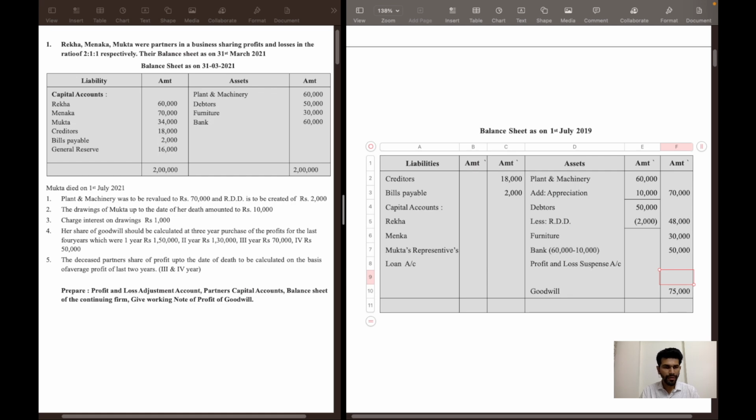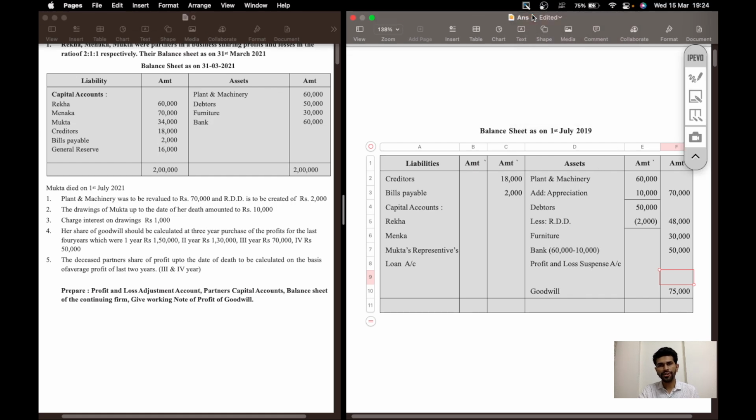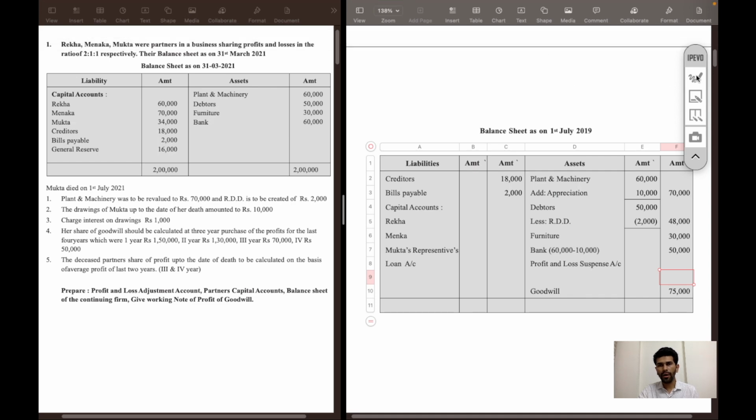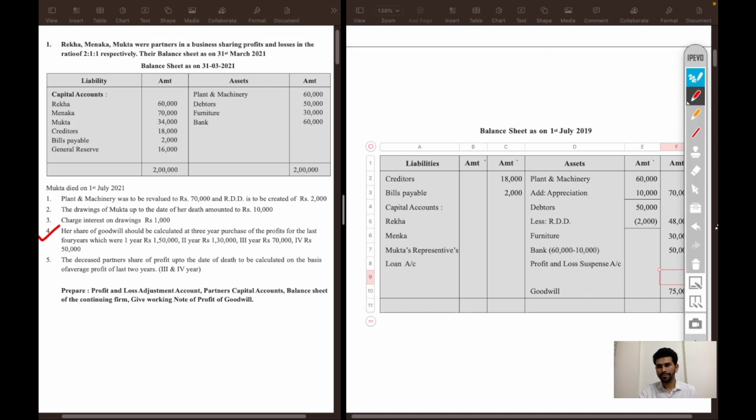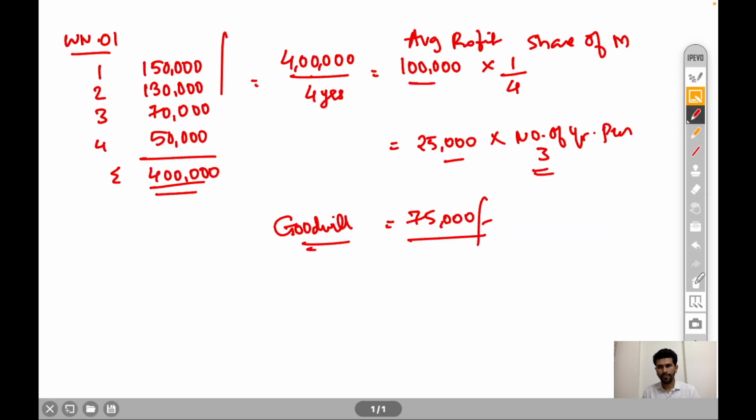And the last adjustment, the deceased partner's share of profit up to date of death to be calculated on the basis of average profit of last 2 years, that is third year and fourth year. So similar to goodwill calculation, now we have to calculate the share of Mukta in profit. So working note number 2, calculation of profit. We have to calculate profit of last 2 years.